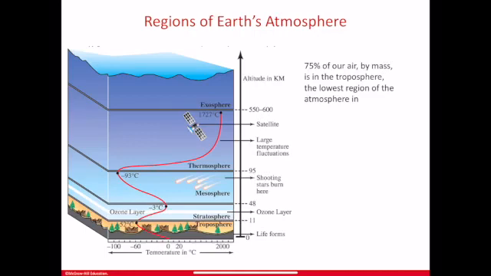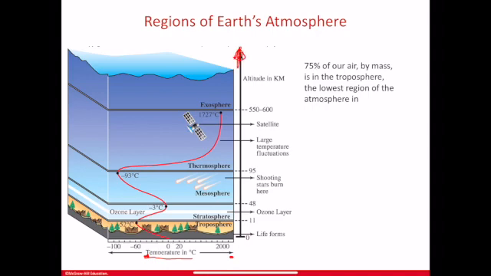So regions of the Earth's atmosphere are shown here. We'll look at this and break down more of the information in a worksheet. But this is on the x-axis, the temperature in degrees Celsius, going from negative degrees Celsius up to positive degrees Celsius. The y-axis is this one.